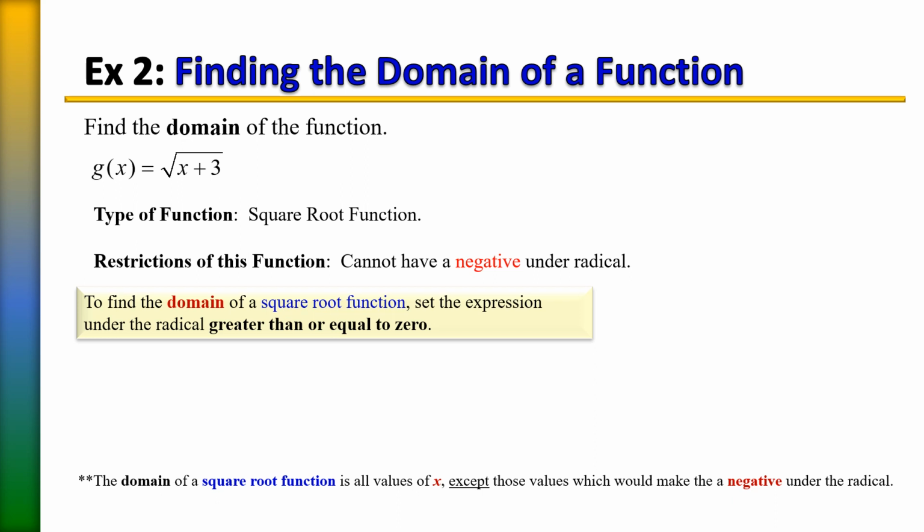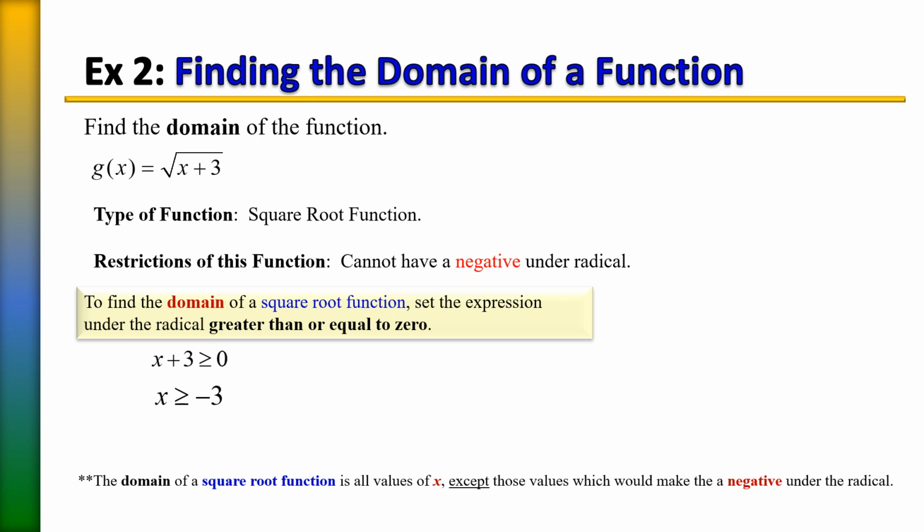So let's go ahead and take that portion that's under the radical, the x plus 3, and set it greater than or equal to 0. My next step to solving for x is to subtract 3 from each side. And what that means is we can plug in any number that is greater than or equal to negative 3. If we were to plug negative 3 in, negative 3 plus 3 would produce 0. And remember, 0 is okay under the radical.